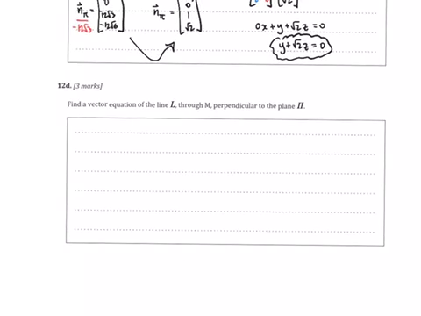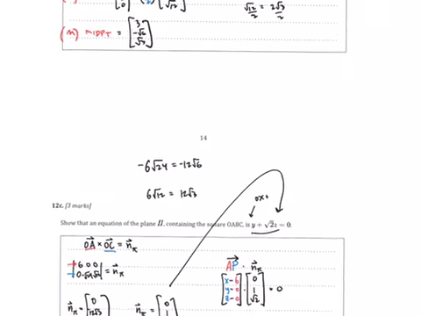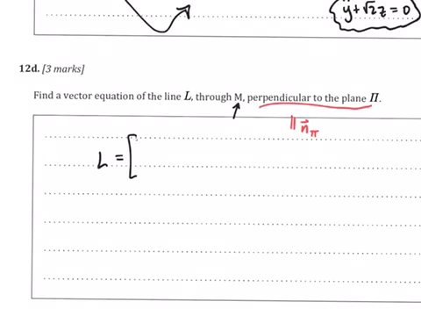So in part D, it says find a vector equation of the line L through M perpendicular to the plane pi. Okay, so perpendicular to the plane pi would mean it's parallel to the normal of pi. So this line will head in the same direction as the normal. This line L is going to go through M, and I can't remember what M was. What was M? Let's go back for a second. 3, negative root 6, root 3. So it goes through M, 3, negative root 6, root 3, and heads in the same direction as the normal, parallel to the normal, perpendicular to the plane pi. And there you have it. There's an equation for line L.